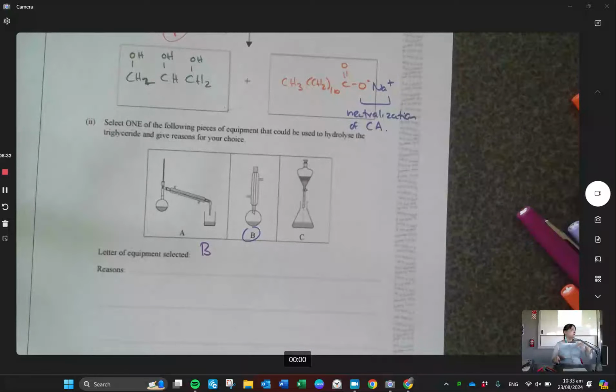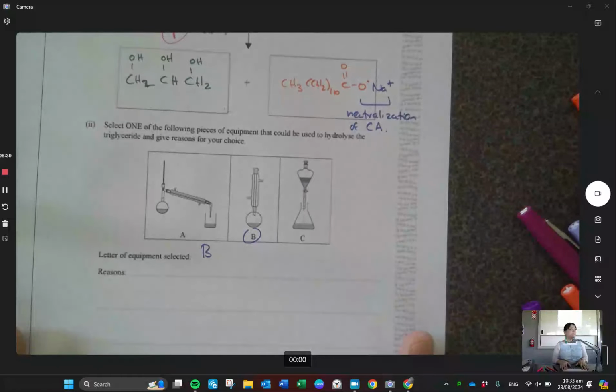I'm not going to write down the reasonings. I think you guys are okay with that. It's just to basically ensure 100% of the reaction occurs. Are we good? All right, backside.